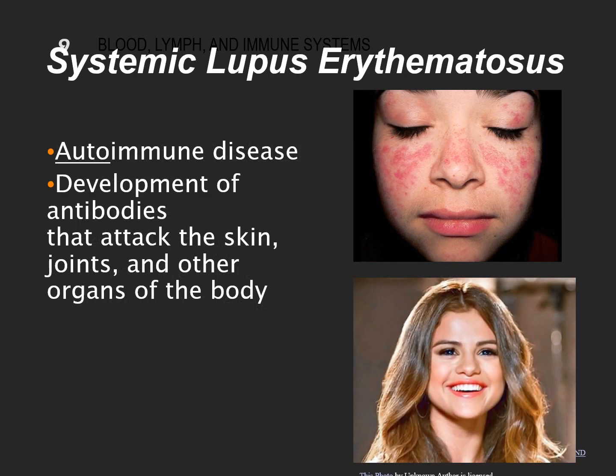Here's another disorder, SLE. SLE is systemic lupus erythematosus. It's an autoimmune disease. There are autoantibodies that attack the patient's own skin, joints, and other organs of the body. So lupus, the origin of that word is lion, and erythema, as you know, is red. But again, that is just word etymology. It's not the actual medical definition of the disorder.